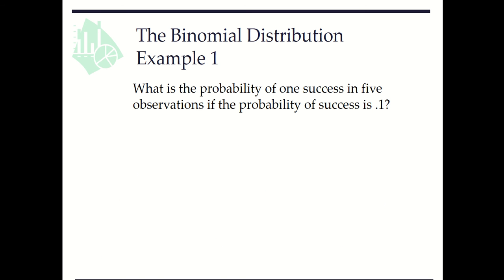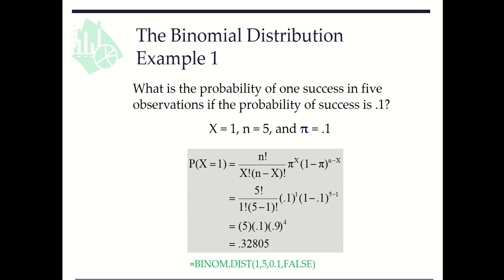Here we see an example. What is the probability of one success in 5 observations if the probability of success is 0.1? Here we have x equals 1, n equals 5, and pi equals 0.1. We can plug in the 3 values into the formula in the earlier page. Then we can obtain the probability for one success equals 0.32805.